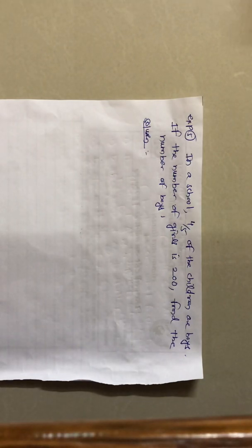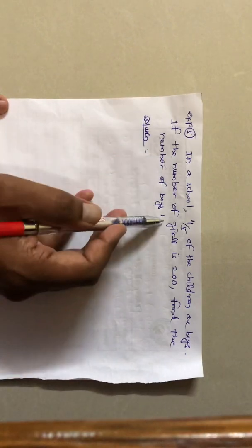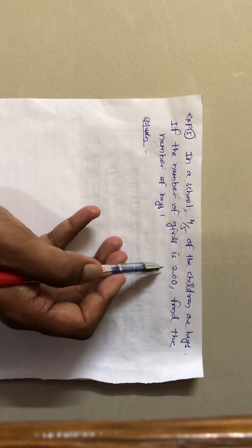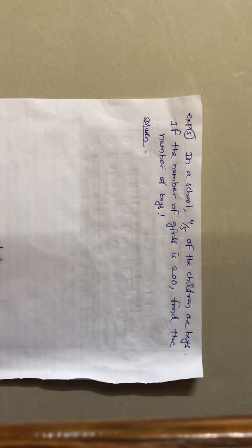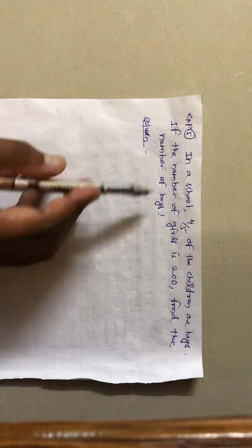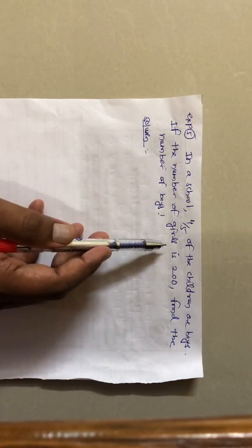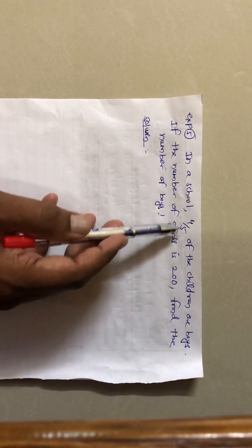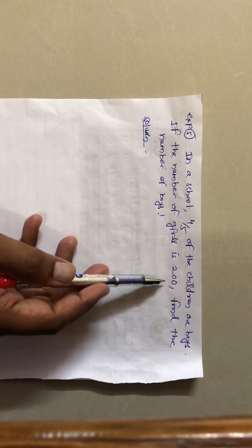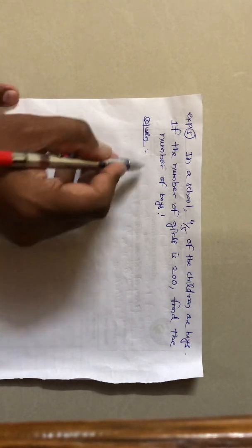Example 5. In a school, 4 upon 5 of the children are boys. If the number of girls is 200, find the number of boys. See, we have to find out the number of boys in a school. And 4 by 5 of the total children are the boys and the girls are 200. So solution.